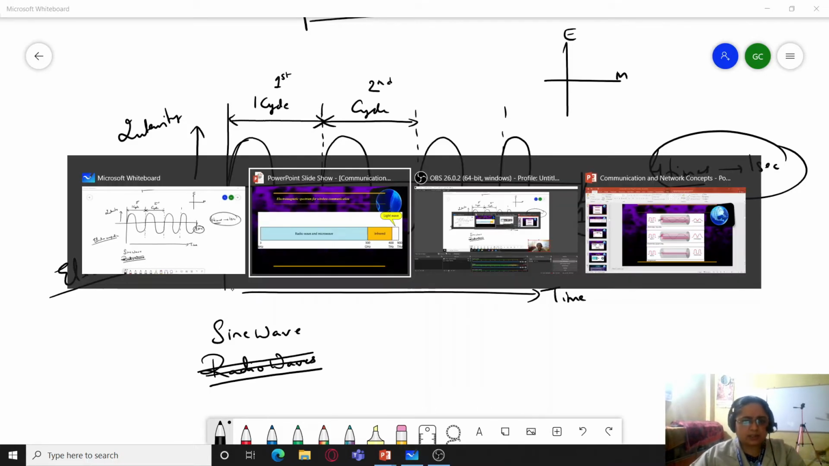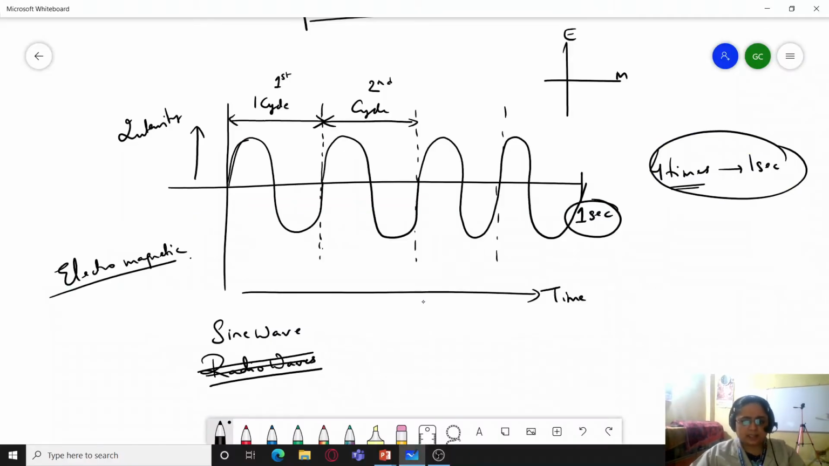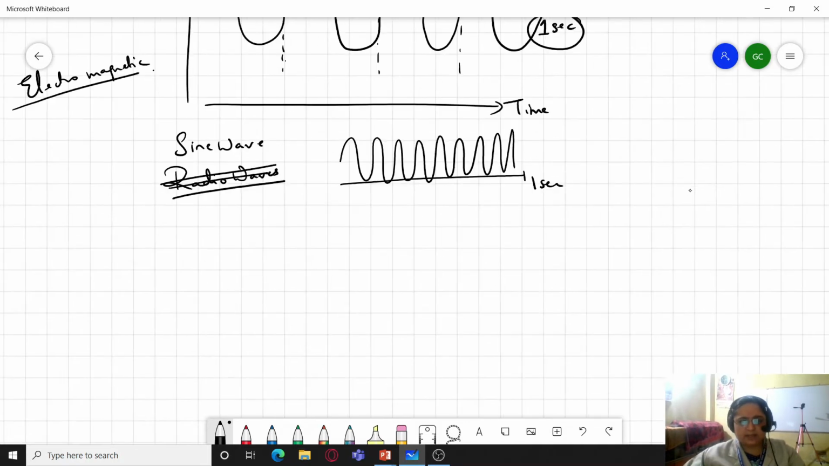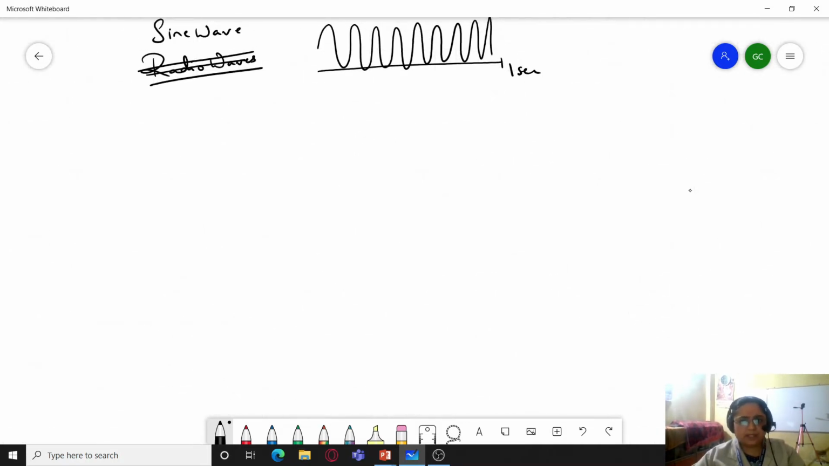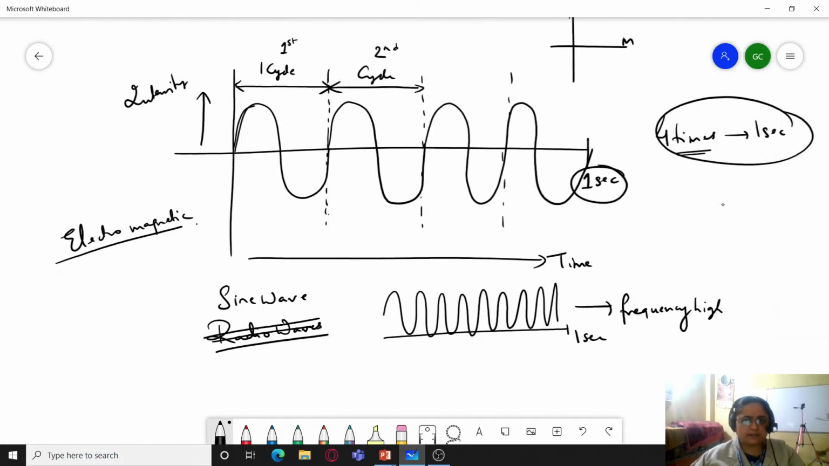So this is what I was talking about. Here, the higher the frequency, the more the repetition of the wave within a particular time frame. Suppose this is a 1 second time frame. Here you can see that the wave repeats itself so many times, so the frequency is high. And because the frequency is high, the distance traveled by the wave, the distance from this part to this part, is known as wavelength.